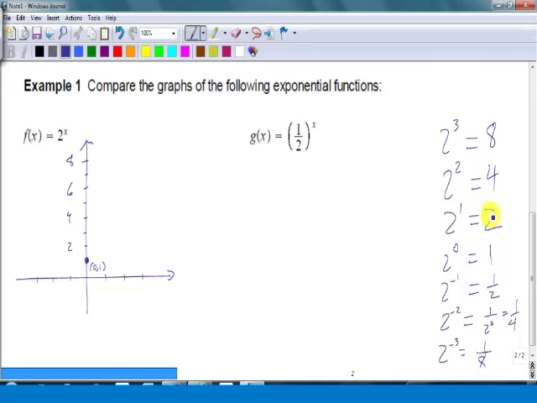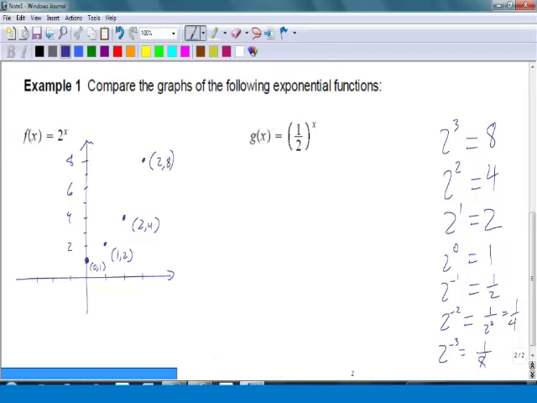2 to the first power is 2. So the x-coordinate is 1, the y-coordinate is 2. So we plot the point 1, 2. 2 to the second power is 4. So 2, 4. And 2 to the third power is 8. 3, 8. Notice each time we take one step to the right, since the base is 2, we multiply the y-coordinate of the point on the graph by 2. We go 1, and then 2, and then 4, and then 8.